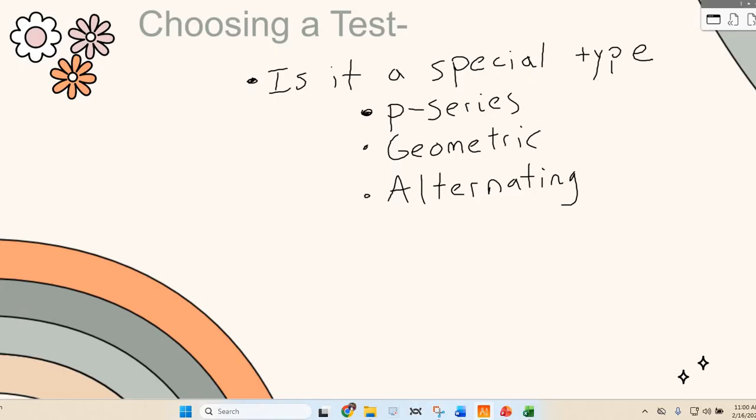We technically can, for an alternating series, if the alternating series test didn't work, use our root test or ratio test, but for the most part we'll use the alternating series test for that one. Now, if it's not strictly one of those, our next question is, can it be compared to a special series?